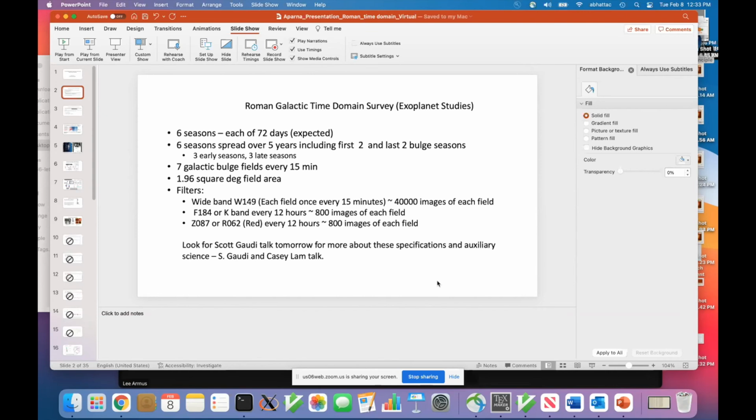Let's see. Will has his question in there about additional science from the Galactic Bulge Survey. What's the best way to coordinate these efforts in the science team phase? I think Scott Gaudi, is he in the call? I don't know.